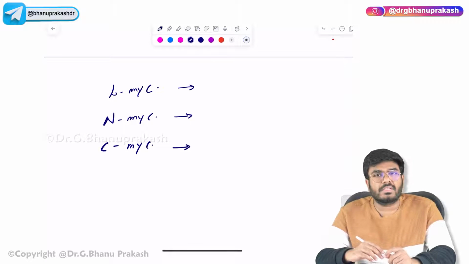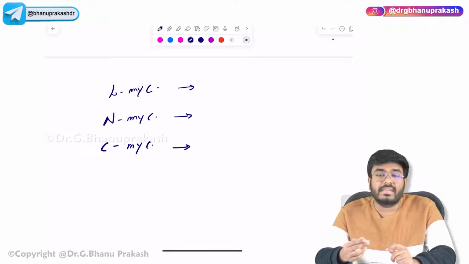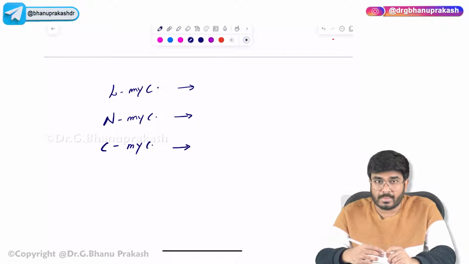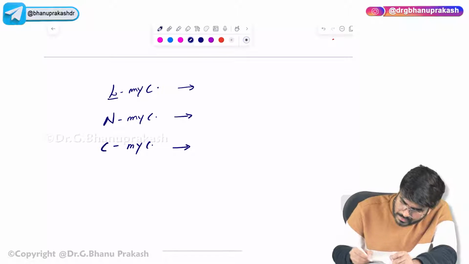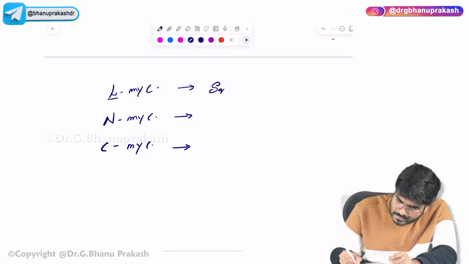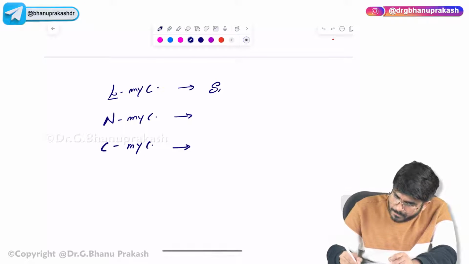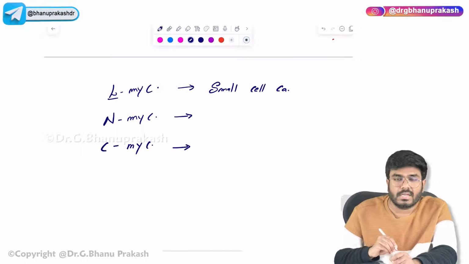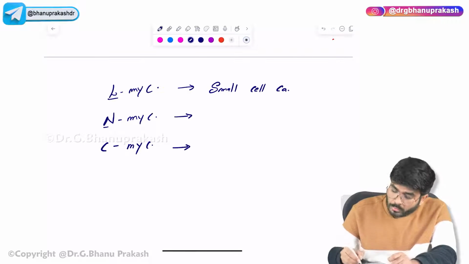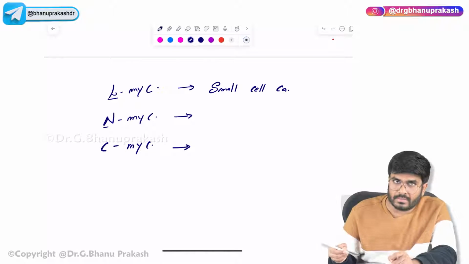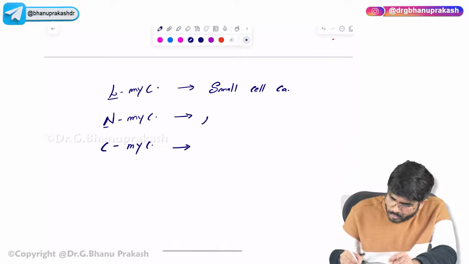LMYC amplification is seen in which type of cancer? Just now we discussed, L for lung. Which lung cancer? Small cell carcinoma of the lung. N for neuroblastoma. NMYC amplification is seen in neuroblastoma.